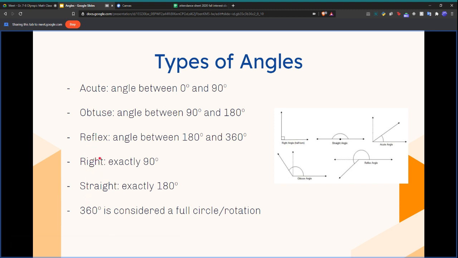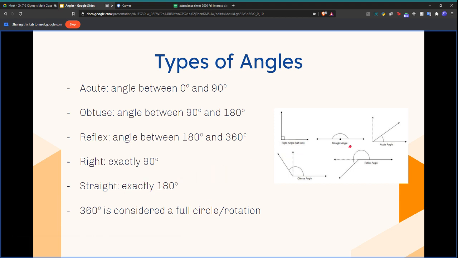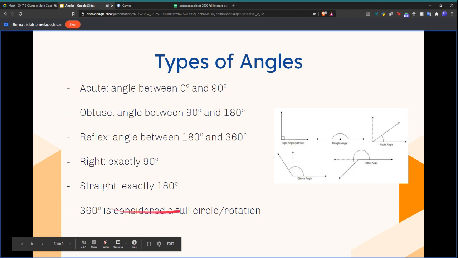So you have the right angle. A right angle is an angle that's exactly 90 degrees. So right here. And you also have a straight angle. A straight angle is just a straight line, very straightforward. This is exactly 180 degrees. And we have 360 degrees. This we can call a full circle or full rotation. So that's how we can refer to 360 degrees.